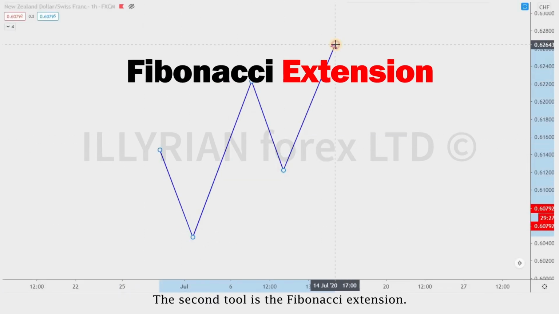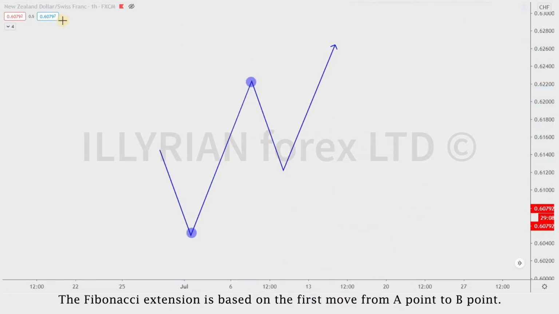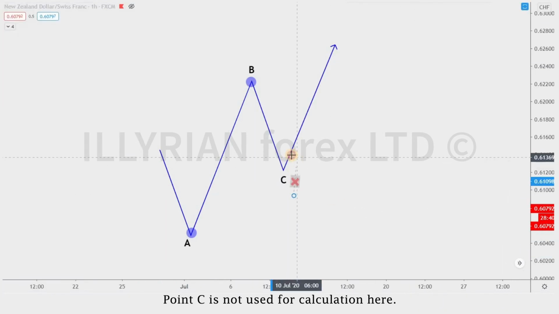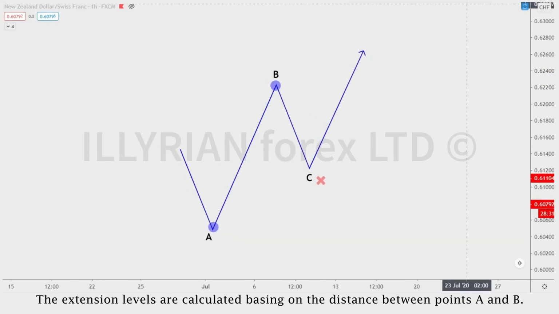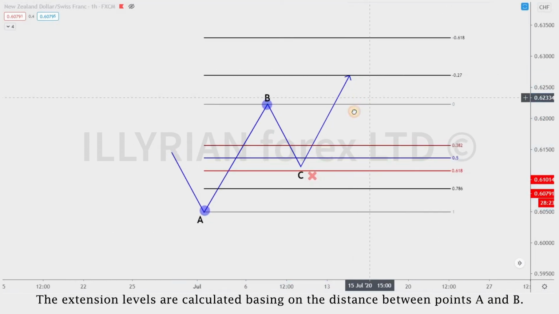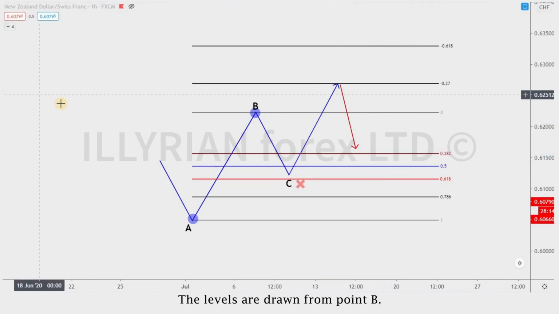The second tool is the Fibonacci extension. The Fibonacci extension is based on the first move, from A point to B point. Point C is not used for calculation here. The extension levels are calculated basing on the distance between points A and B. The levels are drawn from point B.